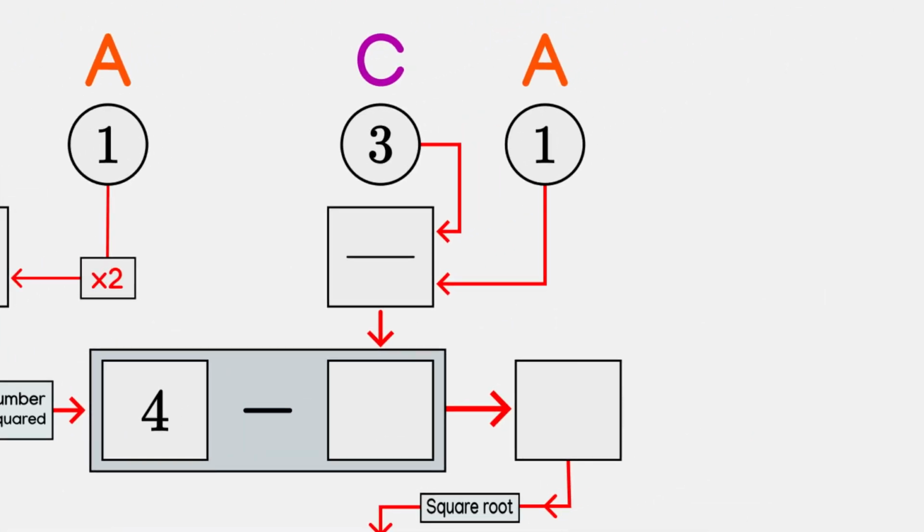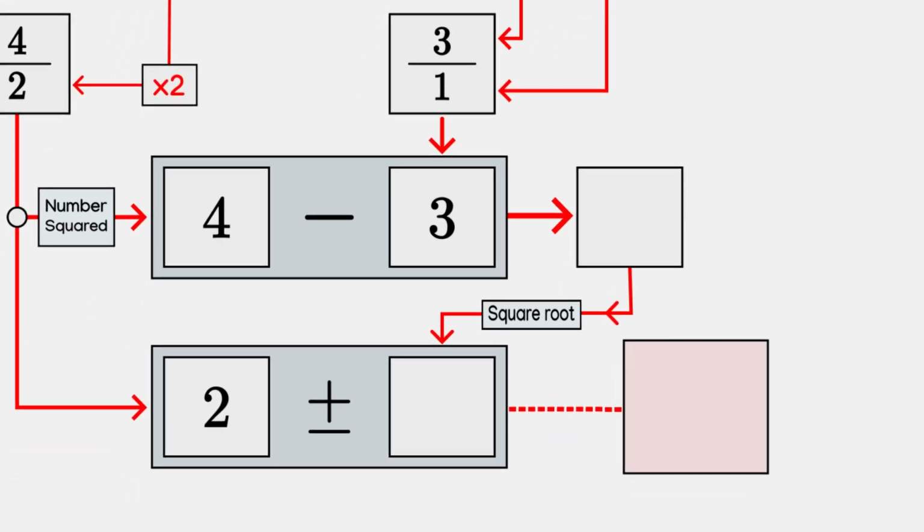Now for the right branch, place c in the numerator and a in the denominator. Divide 3 by 1 and place the result in the next slot. Now subtract the two numbers inside the center box and place the result in the next slot. Take the square root of 1 and place the result in the next box.